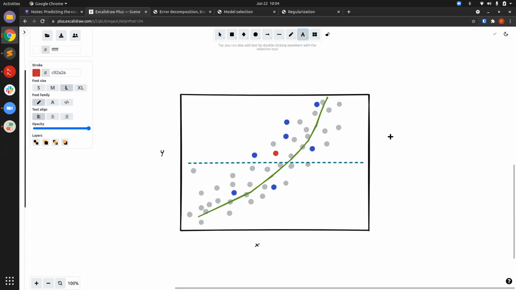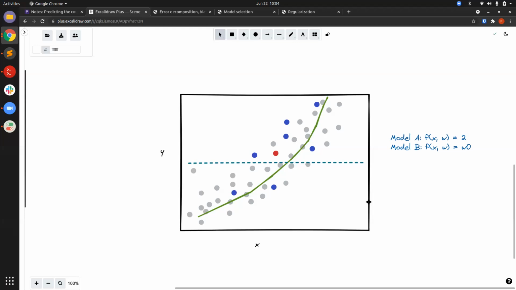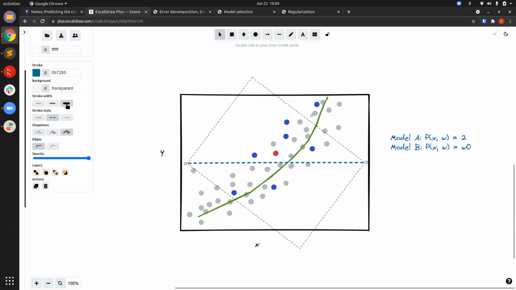So let's make this model more complicated. The first model we considered was f of x, w equals 2. Let's call that model A. And let's say model B is f of x, w equals w0. This model is just w0, which, if we find the w0 that minimizes the mean squared error, is going to be the mean of the training data.